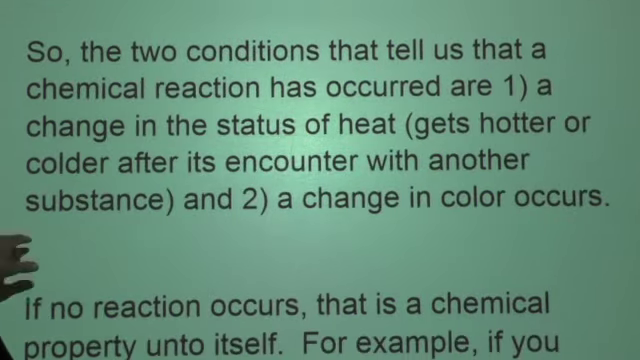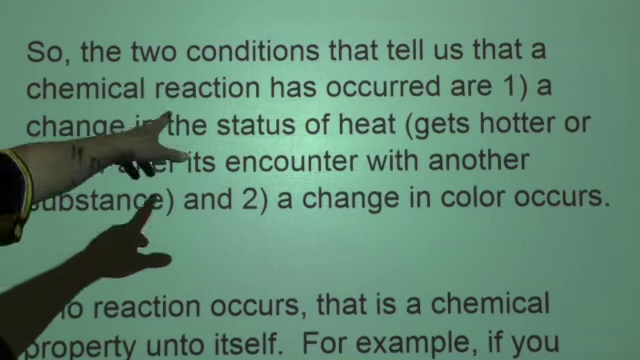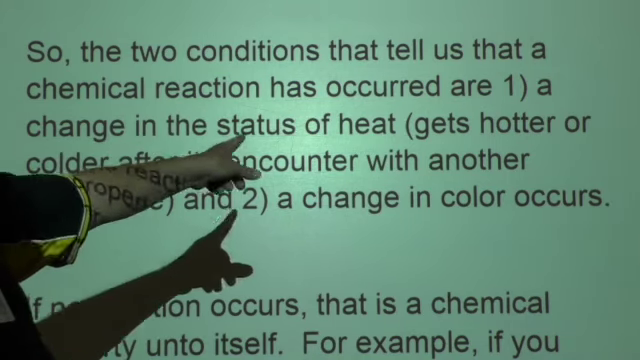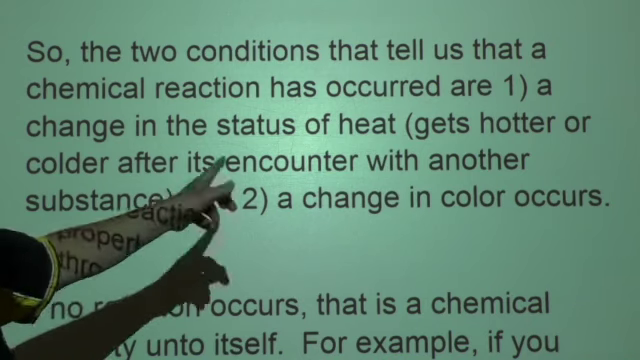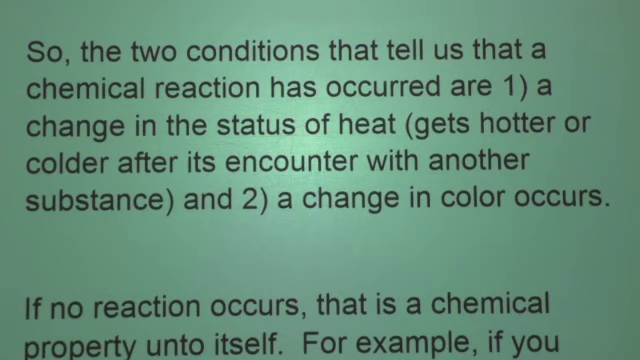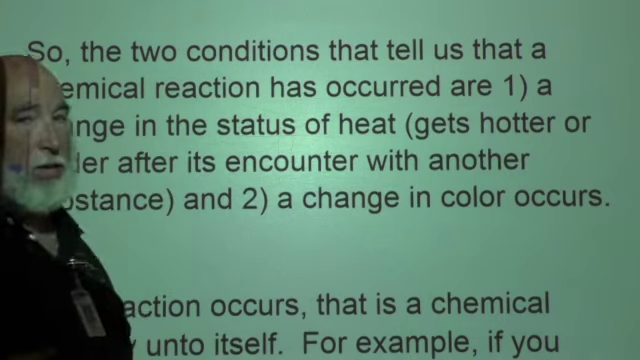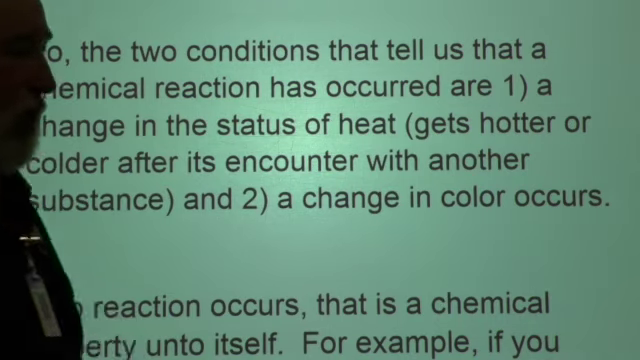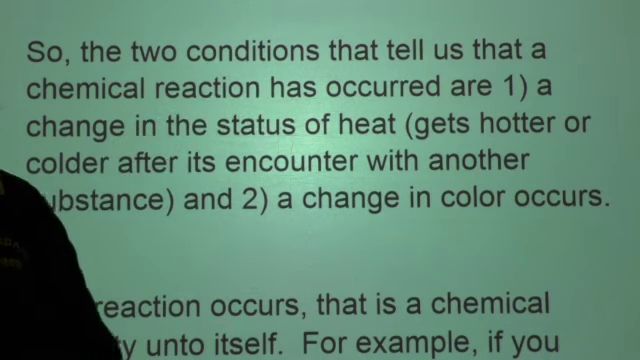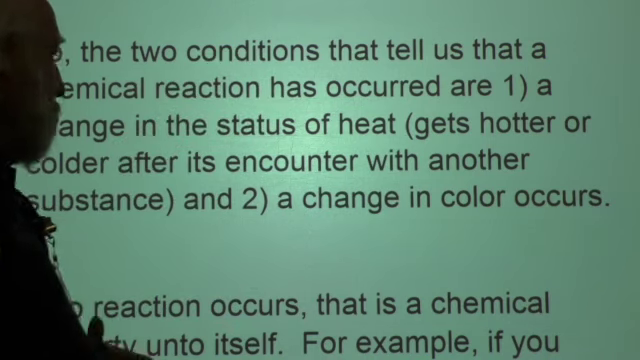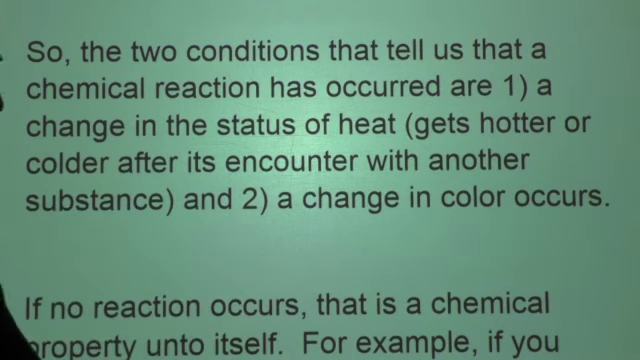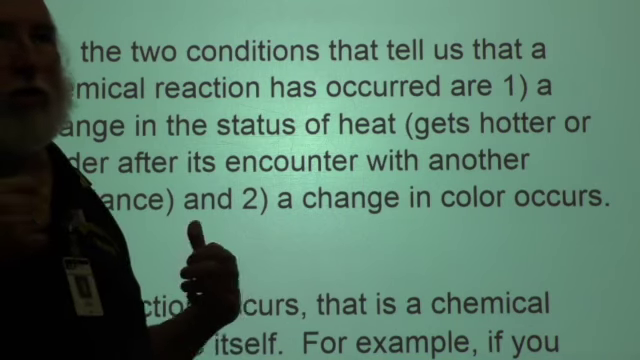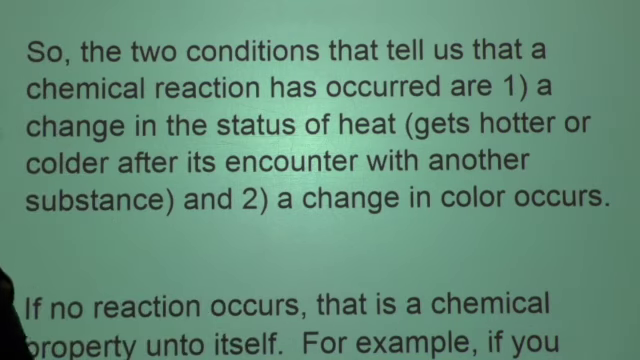So, two conditions that tell us that a chemical reaction has occurred are: one, a change in the status of heat, it gets hotter or colder after its encounter with another substance, and two, a change in color occurs. Now, it doesn't always change color. Heat is definitely one, but sometimes you don't feel the heat. So if you can identify one or the other, it's a good chance it's a chemical property. So you look at what substances are mixed together, and that chemical change occurs when it turns into other compounds, okay?